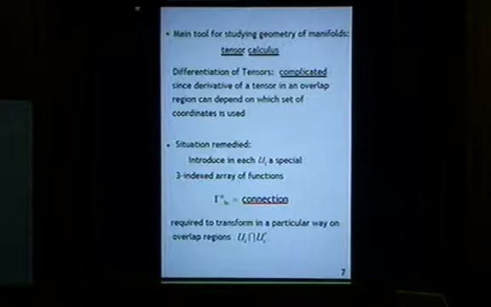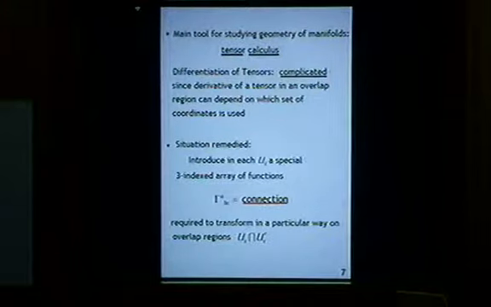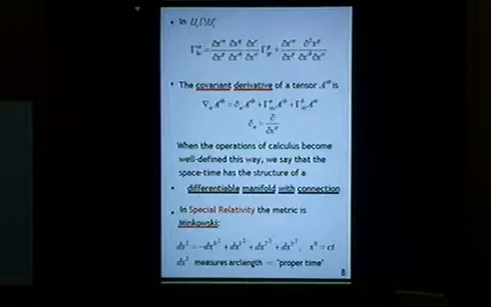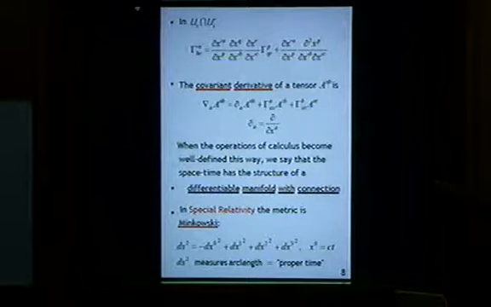What you introduce in each coordinate patch, each U_i, is a special 3-indexed array of functions. So gamma has 1 index upstairs and 2 downstairs. All indices here go from 0 to 3. That's called a connection. And the connection is required to transform in a particular way on the overlap regions. So here it is. On an overlap region, U_i intersect U_i prime, the connection of the prime is related to the connection of the unprimed by this formula.